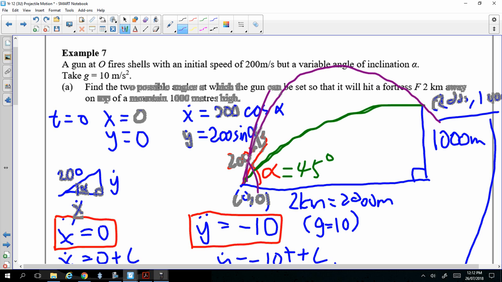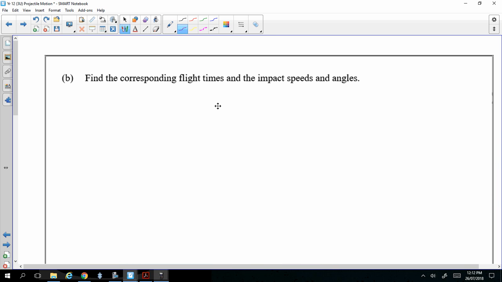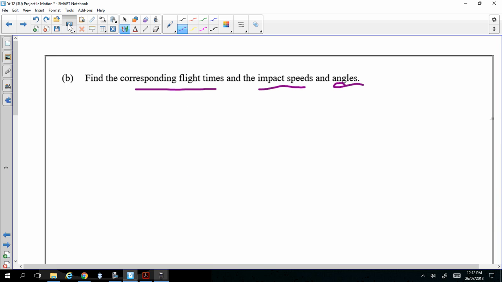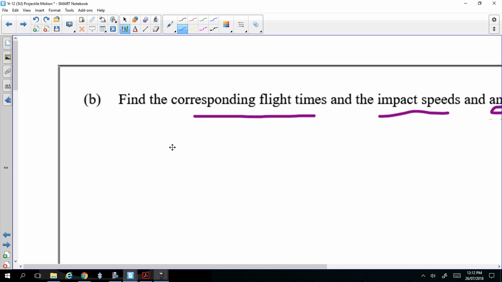Now we're going to work out on part B the corresponding flight times and the impact speed and angles. So we have to find out how long it takes to get there. What we do is we do it in 2 cases. The first case is where alpha is 45 degrees.